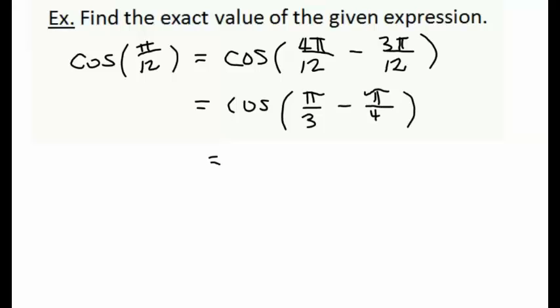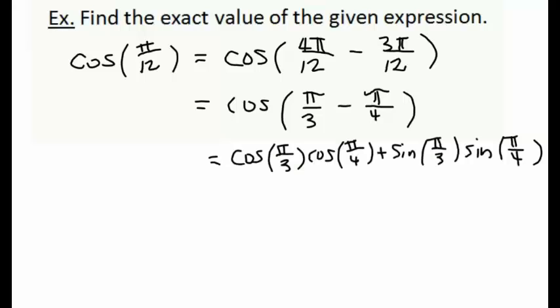Now we're good to apply the difference formula for cosine. Remember that the difference formula for cosine says write down our cosines first, followed by our sines. We have to switch the sign, and then we alternate pi by 3, pi by 4, pi by 3, pi by 4. Once again, either pull out your two special triangles or the first quadrant of your unit circle and evaluate all four of these expressions.